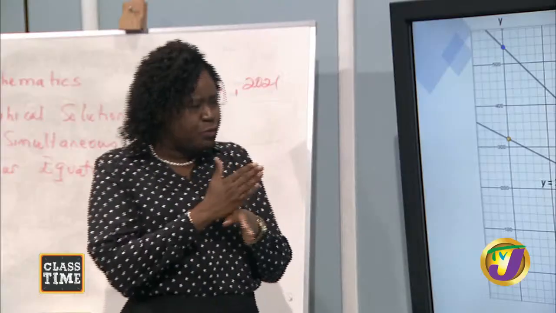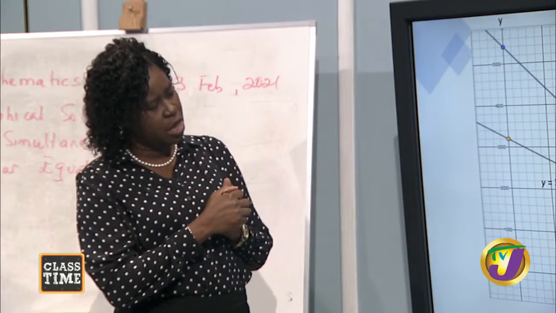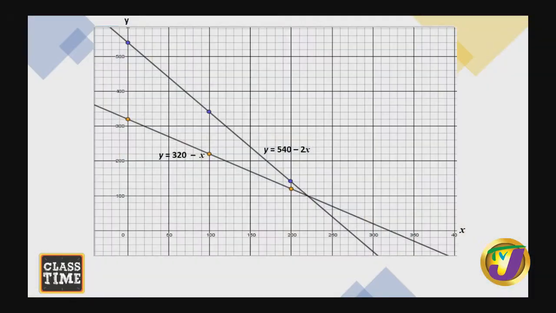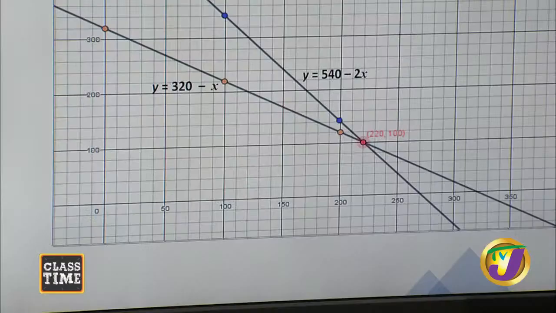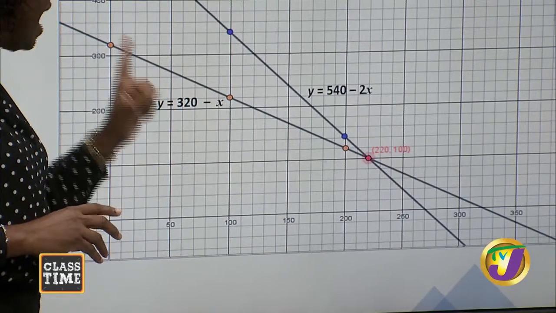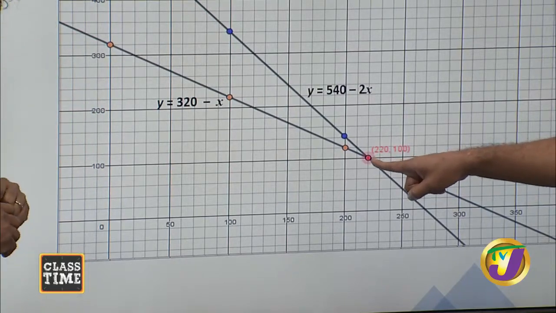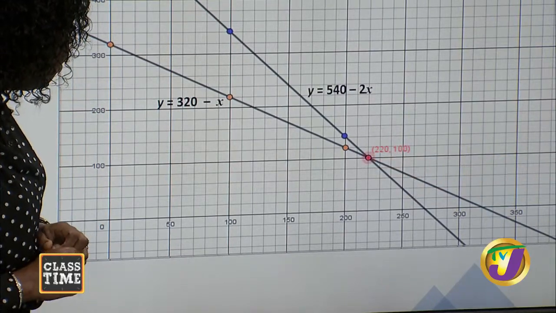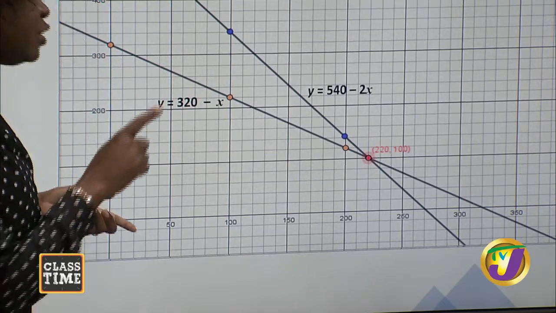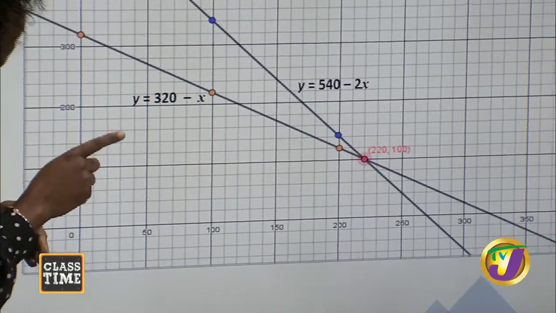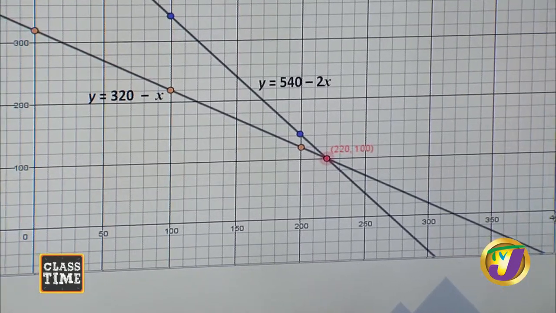Okay. So when I look at the two graphs here, I see that the two graphs intersect at this point. So that point would be the cost of the one patty and one orange juice. So right here is a point of intersection marked in the red. So good. I'm seeing 220 for the x value, which was the cost of the patty, one patty, and 100 for the y value, the cost of an orange juice.